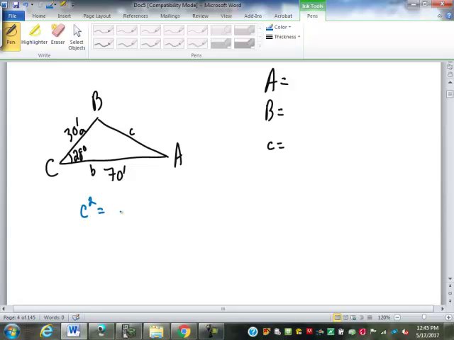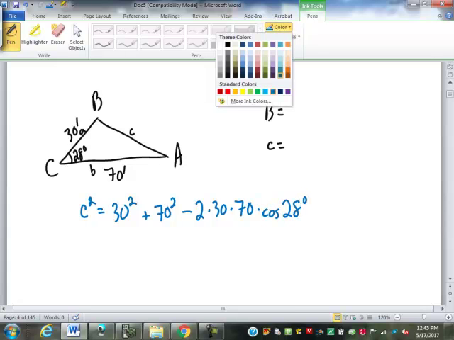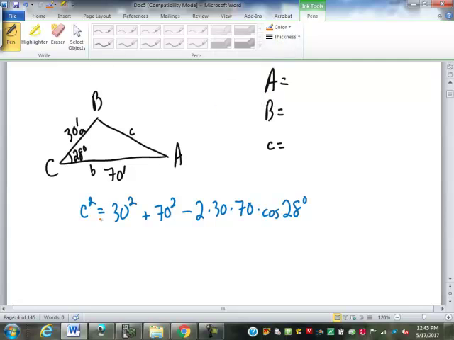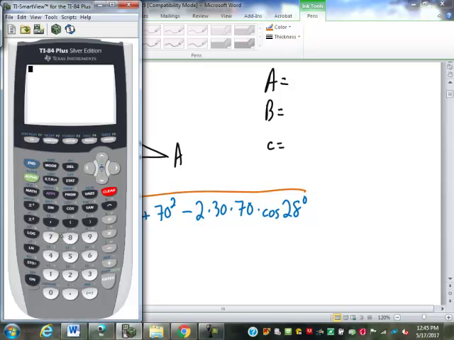C squared equals A squared, so that's going to be 30 squared, plus B squared, so that's going to be 70 squared, minus 2 times A, which is 30, times B, which is 70, times the cosine of angle C, which is 28 degrees. So I can punch this into my calculator all at once. Remember, we did a square root here to cancel out the squared. So C is equal to the square root of all this at once.